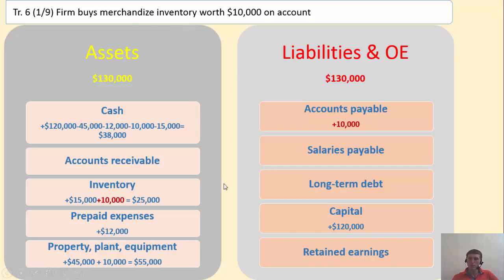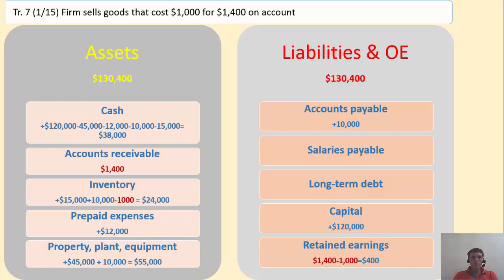Okay, in this seventh transaction, the firm sells goods that cost $1,000 for $1,400, and it's on account, so the firm doesn't receive any cash. Okay, now in this transaction, we have two elements that we need to account for. First of all, we need to account for the fact that the company gave up stock for the transaction, and for the fact that it earned money for delivering those goods to the customer.